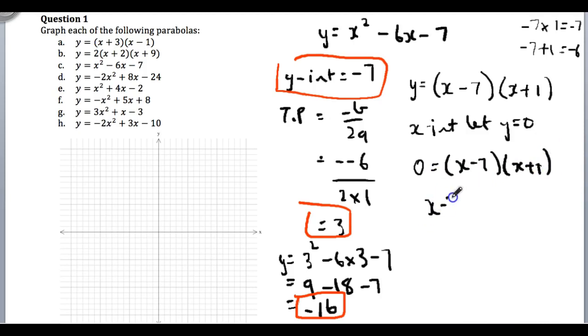So x minus 7 equals 0, x plus 1 equals 0. All this here that I'm working out, I wouldn't actually be doing, because you should be able to go from this and see straight away that your x-intercepts are 7 and -1.